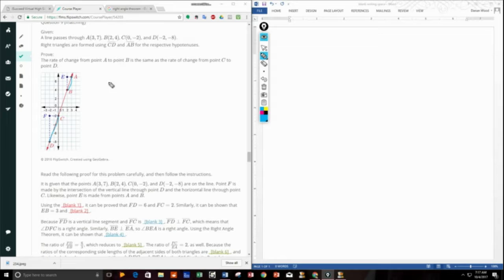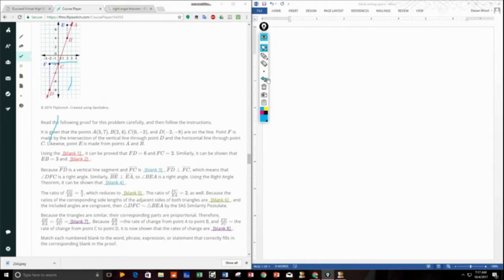Okay, so they want to prove that the slopes are the same. That is another word for slope, rate of change. Okay, so it says read the following proof for this problem carefully and then follow the instructions. It is given that points A 3, 7, B 2, 4, and C 0, -2, and D -2, -8 are on the line. Point F is made by the intersection of the vertical line through point D and the horizontal line through point C. Likewise, point E is made from points A and B. So it's just saying point E and point F are made because the vertical line and the horizontal line intersect.